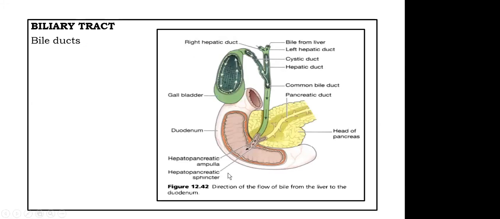Biliary tract, you can see here. This is the ampulla, this is the cystic duct, hepatic duct, common bile duct. You can see cystic duct and hepatic duct here. It is stored here. Common bile duct will go to the pancreatic duct. And this is the duodenum. This is the head of the pancreas. It is nicely fitted here. You can see all this. Bile from the liver comes here.